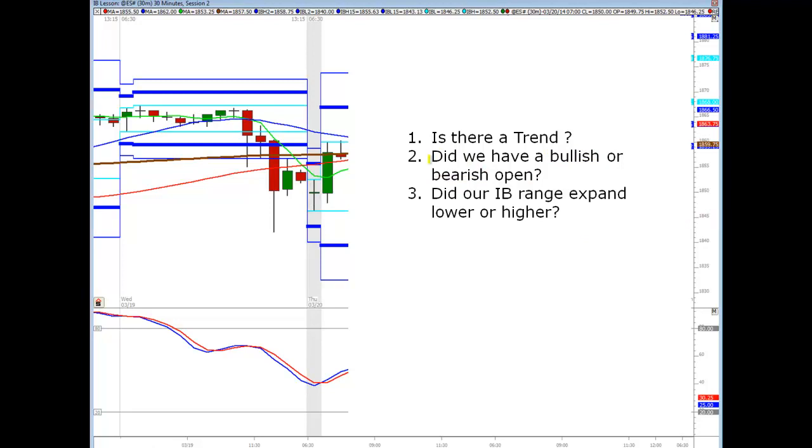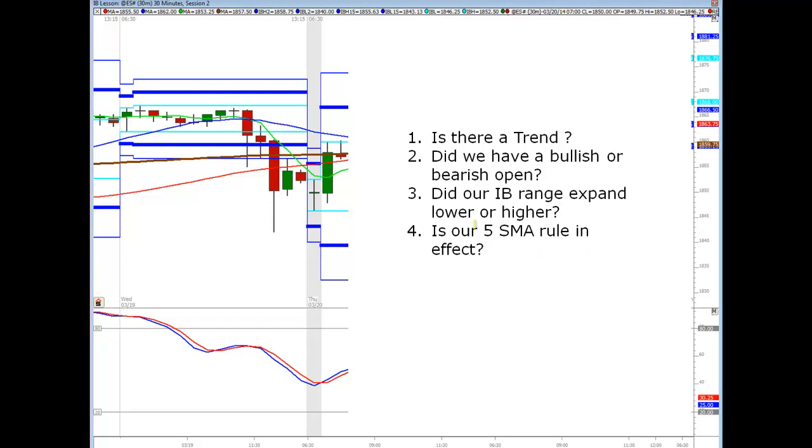Did our IB range expand lower or higher? That's another indication. Naturally, for a bullish, and we did have a bullish, it should expand higher, and it did. So we did expand the range higher. So far we have several bullish signals, if you will, or signs that the market is in fact trending in a somewhat bullish direction. Now let's continue on and see what else our detective work can tell us.